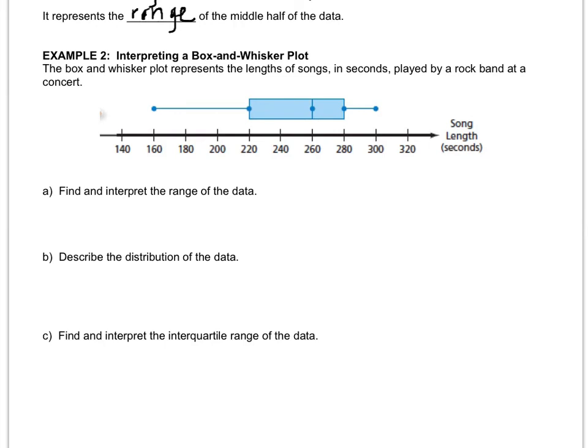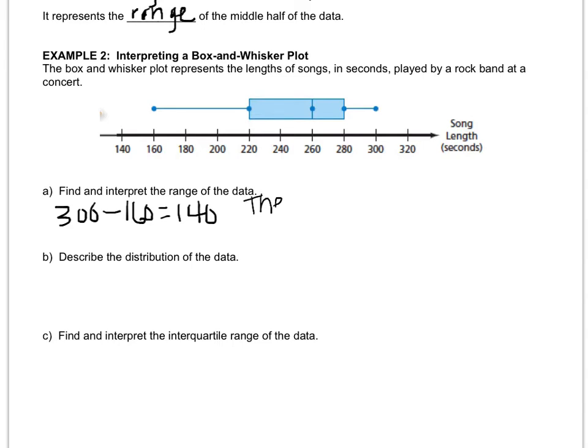Find and interpret the range of the data. So we've got this box and whisker plot representing the lengths of songs played by a rock band at a concert. We've got 300 seconds all the way down to 160 seconds. This is a really long song. This is a really short song. This is where half of the songs that they play are. What's the range? The general range is 300 minus 160. So that's 140.